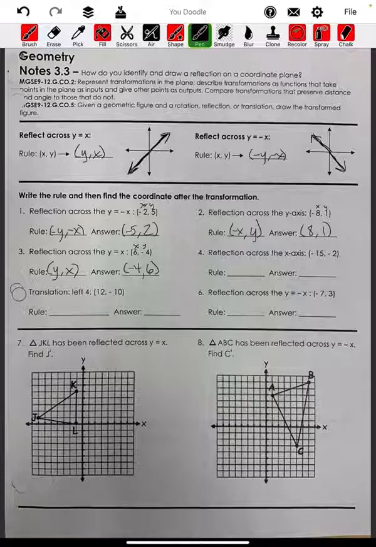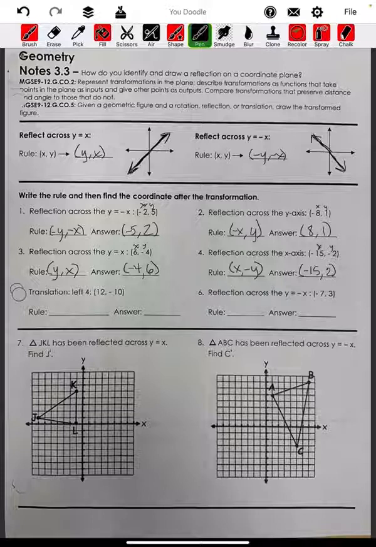All right. Next one, number 4, reflection across the x-axis. So remember here, we keep our x, but we change the y. So we keep our x, so our x stays the same. Our y now becomes negative y, or the opposite y. All right. So our numbers here are negative 15 and negative 2. So again, we're keeping our x, so that's going to be negative 15, we're changing our y from -2 to +2. All right? So remember, keep our x, change our y.